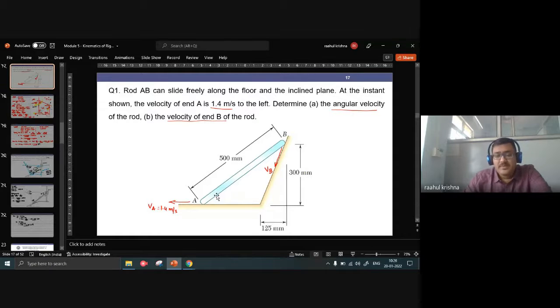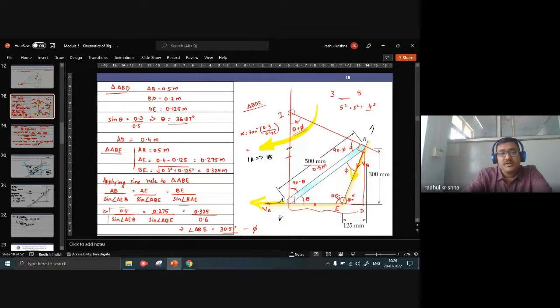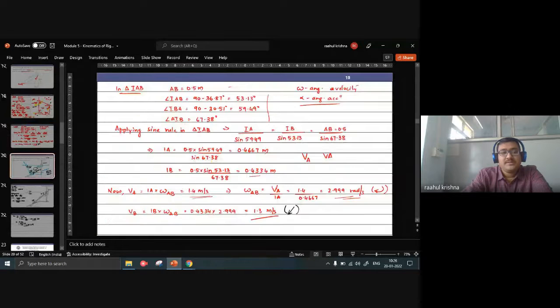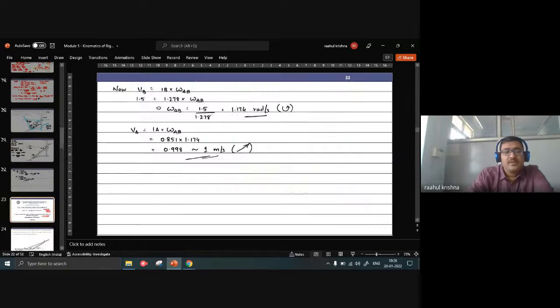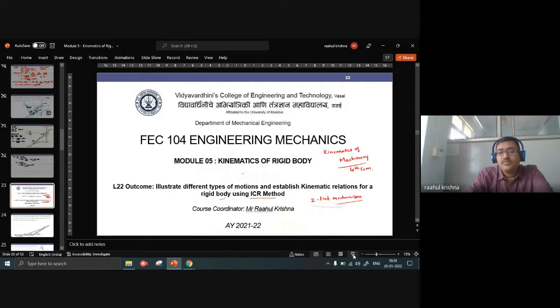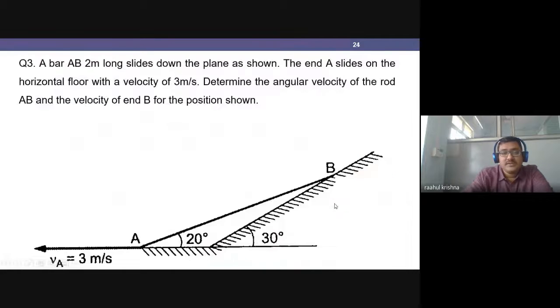This is a single link mechanism. Here I have only one mechanism, one link. In the same way, the second problem also we had considered only a single link. Now, after this discussion about one more type for a single link, we'll be proceeding to two link mechanisms.